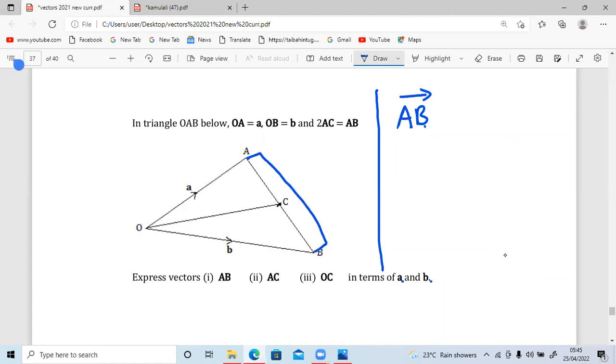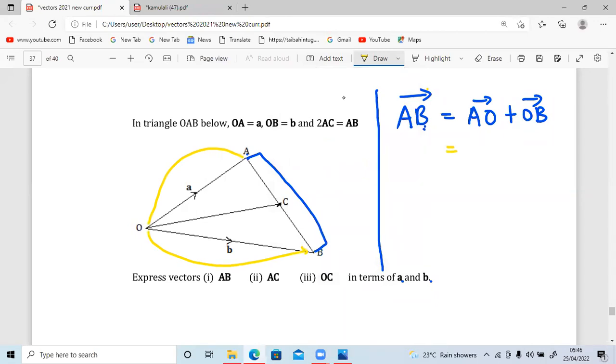May I ask people to tell me, if I want to move from A to B, which path can I use? How can I move from A and reach B? I want you to understand. AO plus OB. Excellent. A to O plus O to B. Is everyone seeing that route? Good. So you move from A to O, then you go from O to B.